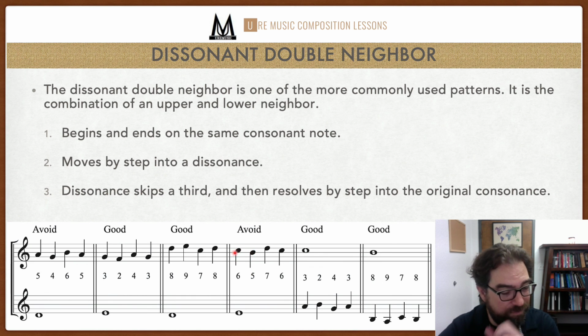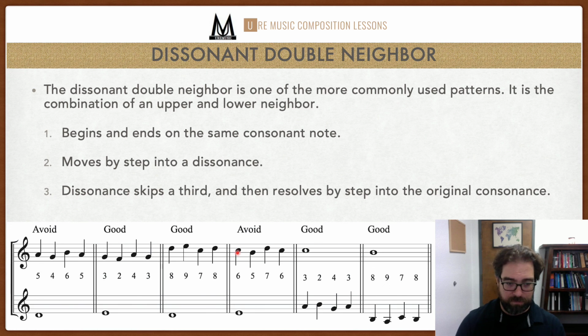Another example is starting with a consonant interval and then skipping into a dissonance. This is also a problem. So I'll play this measure for you starting on the C. That 7 kind of comes out of nowhere. It's unprepared, so it's more unbalanced. It doesn't have the same kind of effective energy as when you have 2 dissonances in a row.